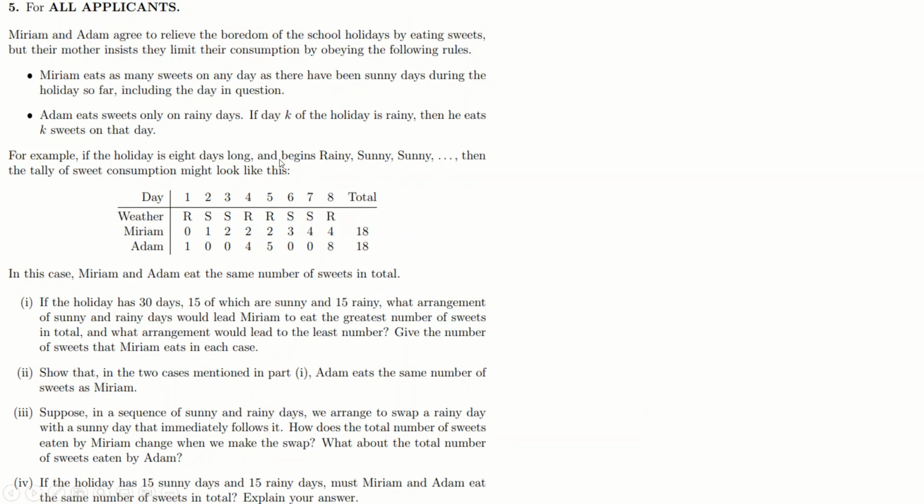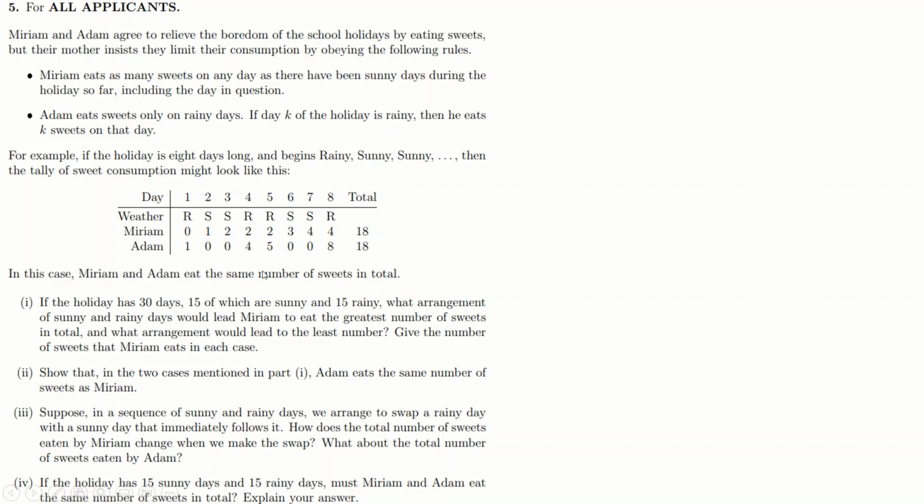Good, last bit. These people are playing a game because they're really bored. Miriam's allowed to eat as many sweets as there have been sunny days up to that point, and she can eat on any day. Adam is only allowed to eat on rainy days, and he gets to eat K sweets on any rainy day.